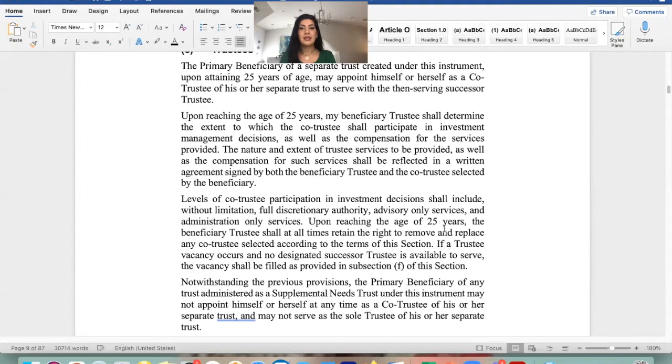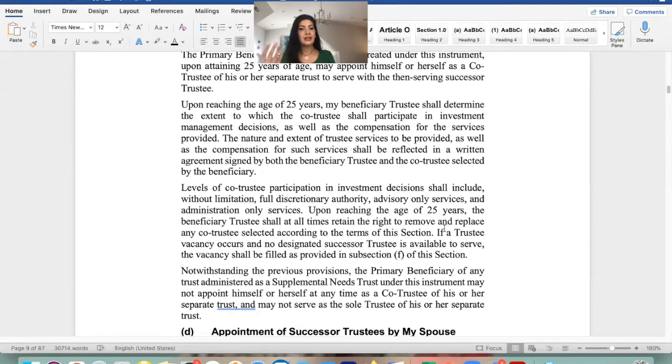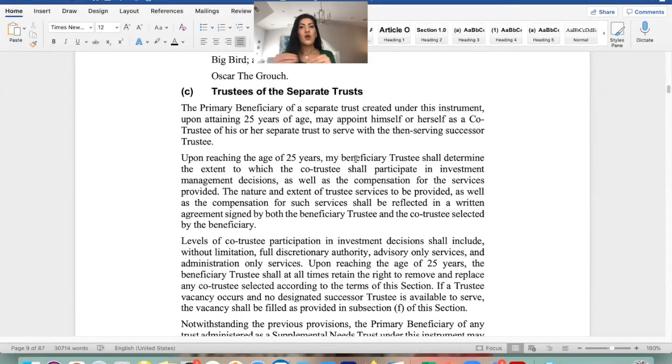So we want to make it clear what exactly a co-trustee can do. And remember, the co-trustee is important because that is what gives that creditor-predator protection to baby Elmo. But the beneficiary trustee, which is baby Elmo, because baby Elmo is the only beneficiary, determines the extent to which the co-trustee shall participate in investment management decisions, as well as if they even want to compensate the co-trustee. So let me know if you have any questions about this.